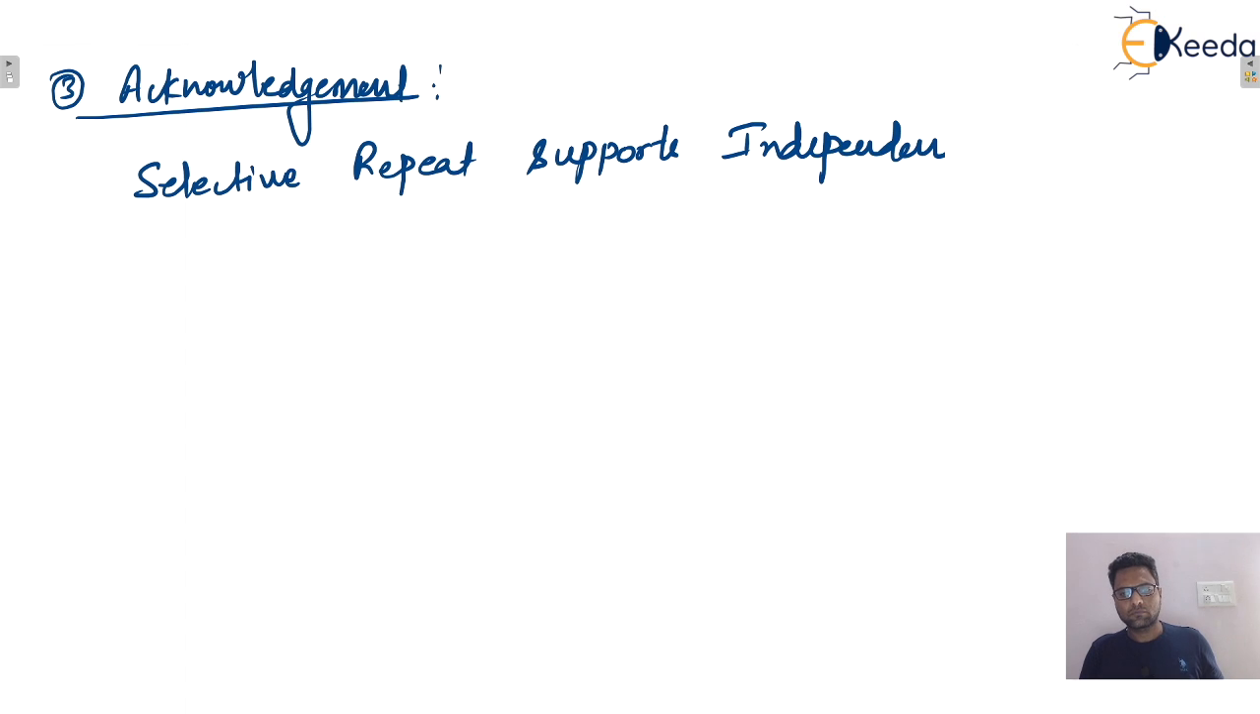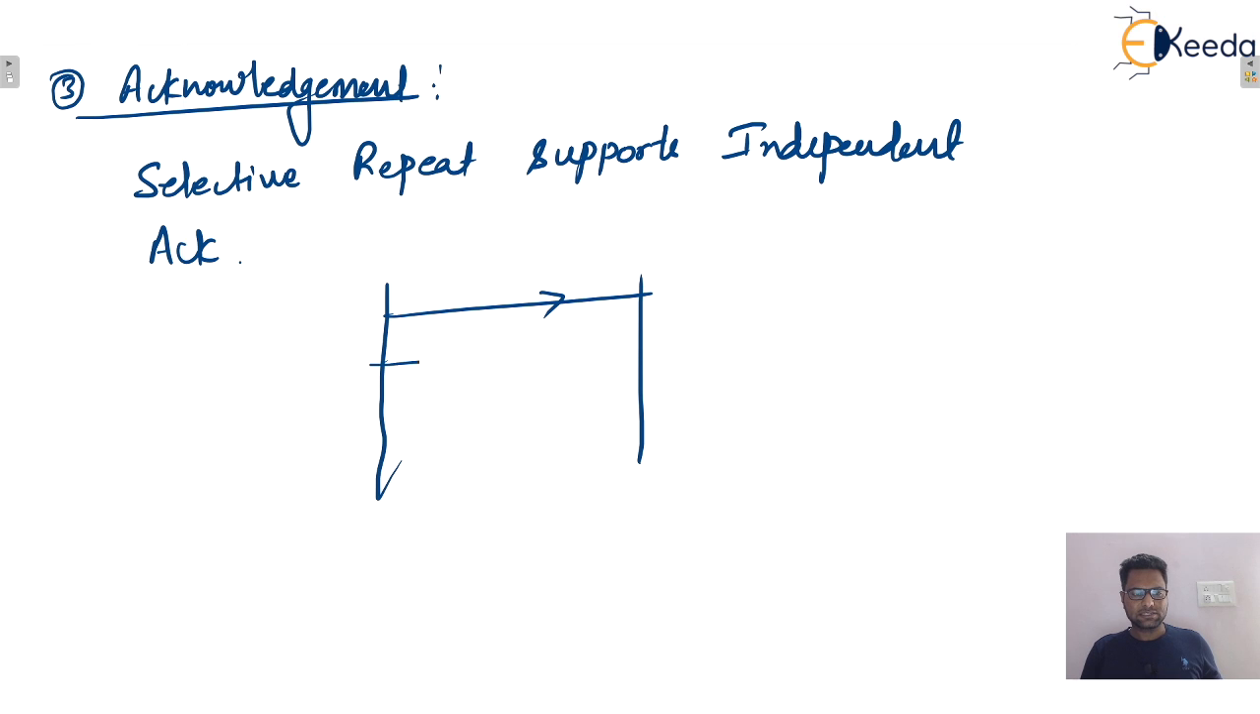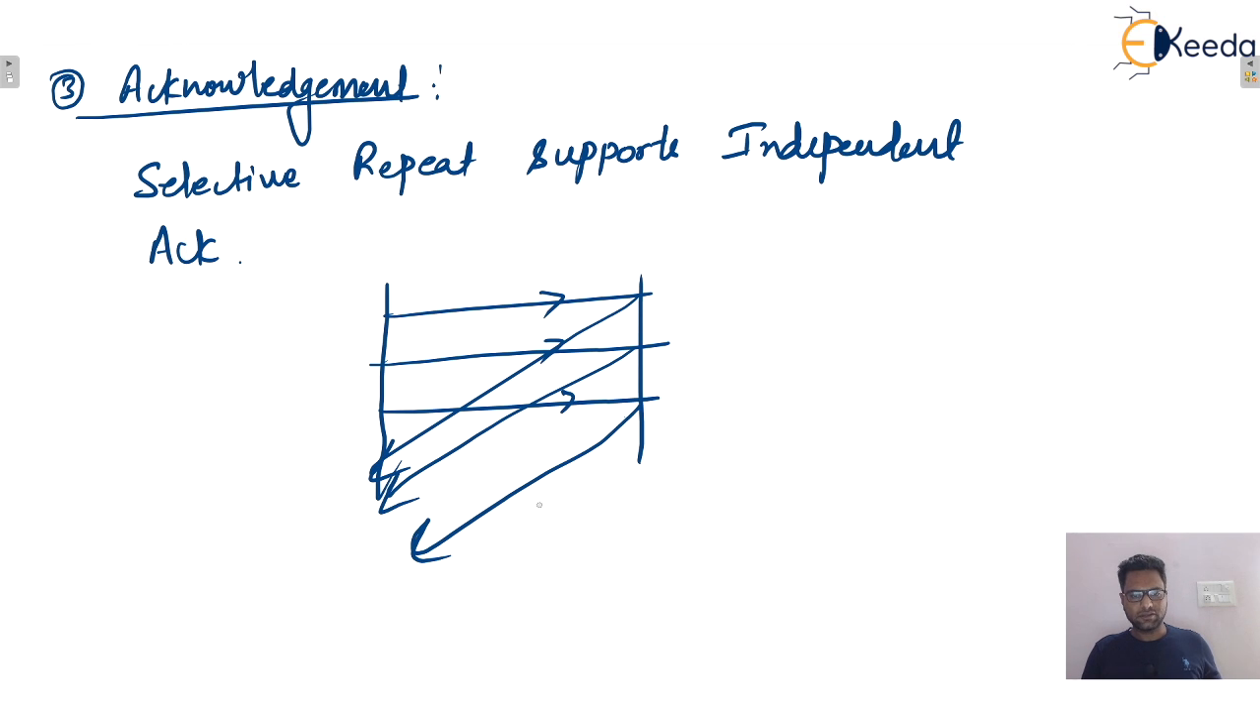So guys, selective repeat, this protocol supports independent acknowledgements, isn't it? So here for every packet, let's say these are the packets, for every packet there will be an acknowledgement. And in GBN we saw that the acknowledgements were cumulative.